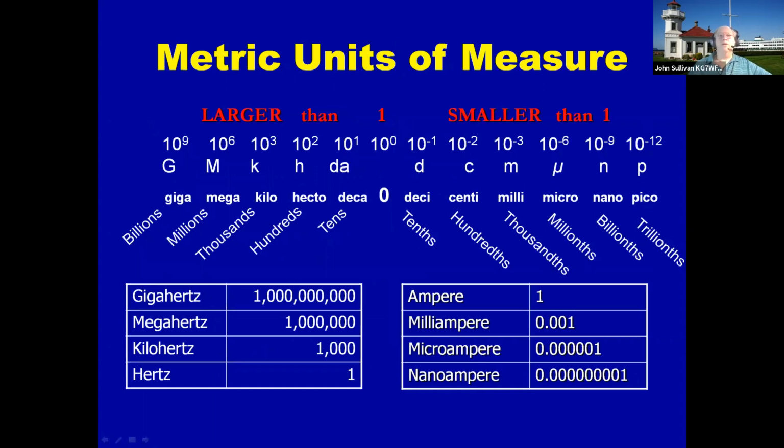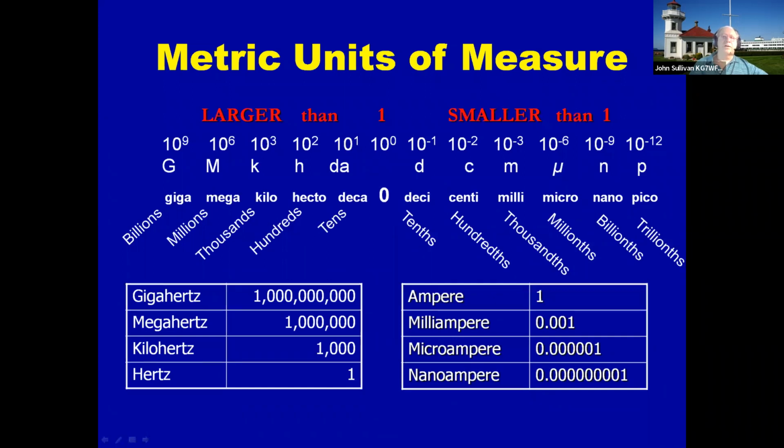We're dealing with metric units, and being as they're metric, they're all referred to in different powers of 10. It's a decimal system. So if you look at, it's a little busy there, but you can see they've got a 0 in the middle. To the left are things that are larger than 1. So 10 to the 0 would be 1. 10 to the first, 10 to the second, and so on. So that would be tens, hundreds, thousands, millions, and billions, or deca, hecto, kilo, mega, and giga.